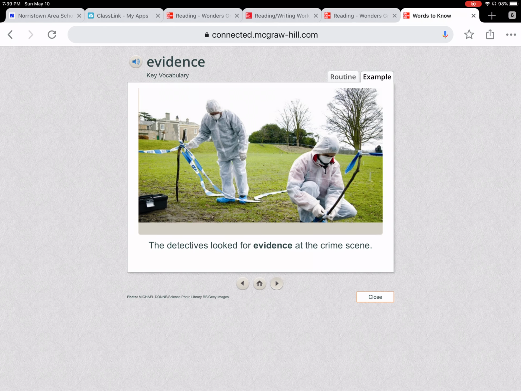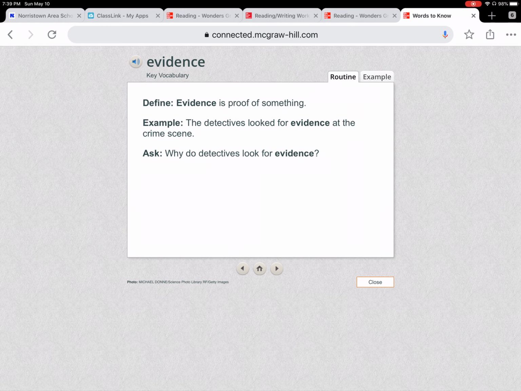The detectives looked for evidence at the crime scene. Think about what that might mean. Evidence is proof of something. The detectives looked for evidence at the crime scene. Here's your question to think about. Why do detectives look for evidence? Right? Because evidence is proof of something. They need some proof as to why something is happening or had happened.